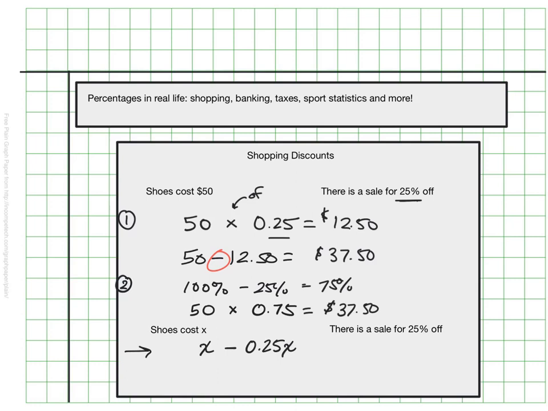That's option 1. Of course, I know that there's actually kind of an invisible 1 there right now, so I could also combine my like terms and say 1x minus 25% of x, and that would be 75% of x, and that is option 2. I could just simply multiply my price times 75%. So this would work for any price shoe. I could just plug that in and solve.